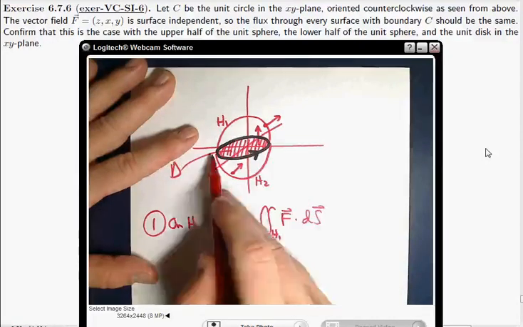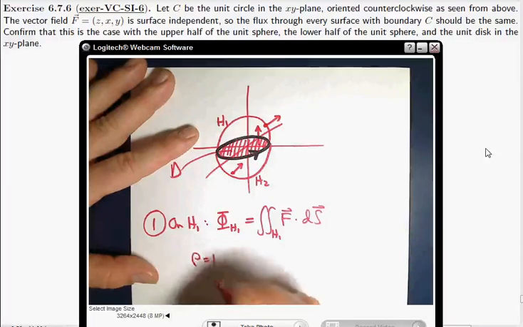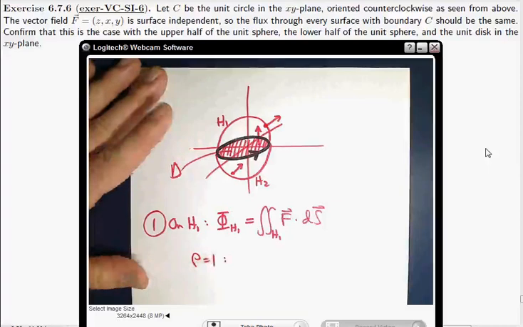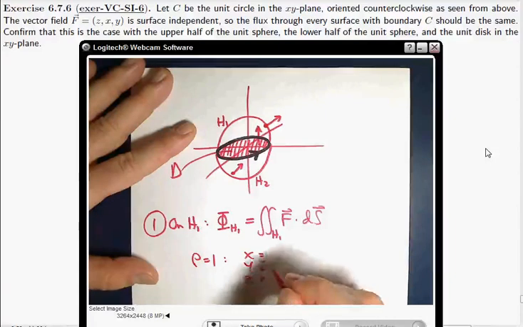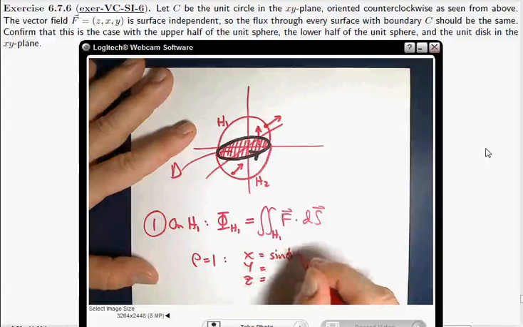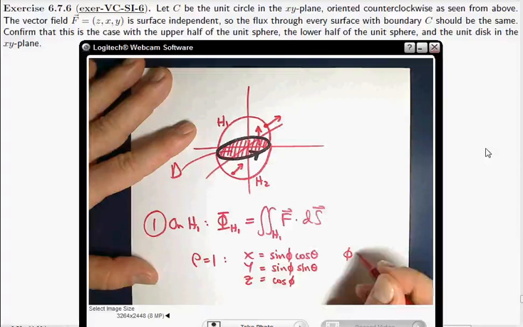Well, H1 is part of the sphere defined by rho equals 1, so I can use the spherical parameterization, and I get that x, y, and z are going to be sine phi cosine theta, sine phi sine theta, and cosine phi, where phi and theta range over certain values.